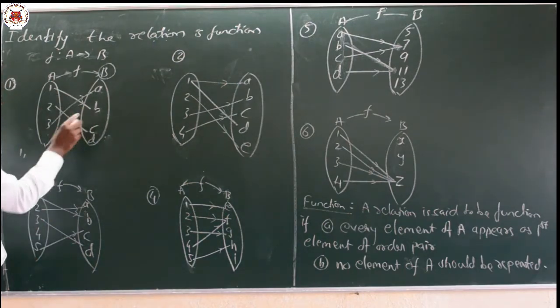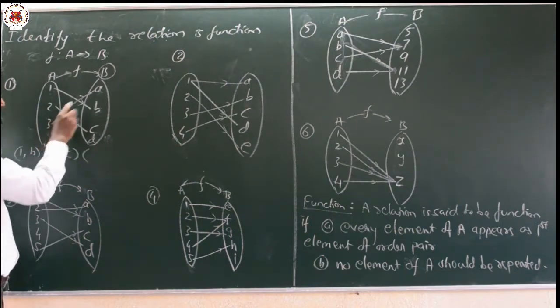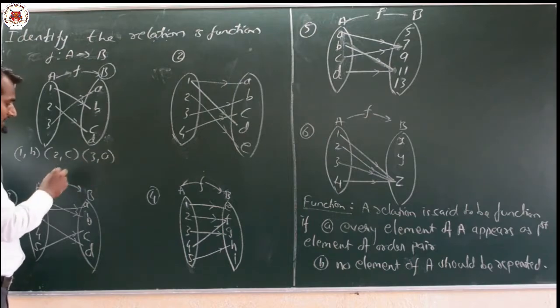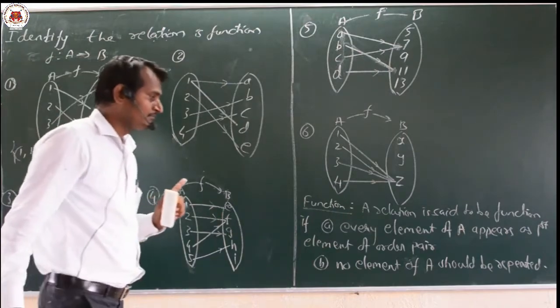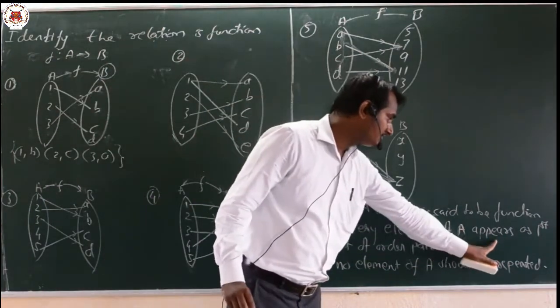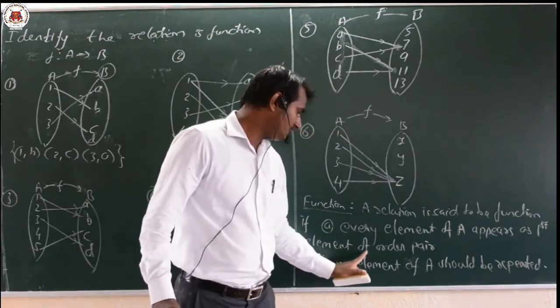1 comma B. Then we have 2 comma C. Then we have 3 comma A. Only this much we have. Whether this relation is a function or not, how can we determine here? Every element of A appears as the first element of an ordered pair.